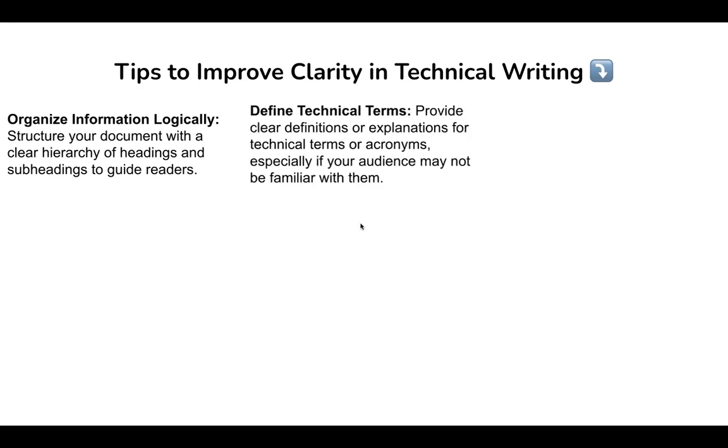The next one is define technical terms. You need to provide clear definitions or explanations for technical terms or acronyms, especially if your audience may not be familiar with them. Right? This works in cases where the concept you are using in the article is foreign to the reader.